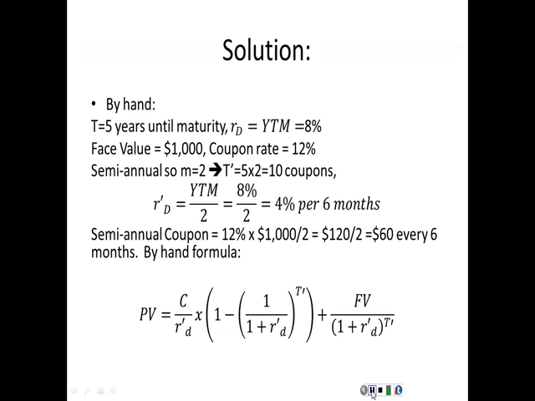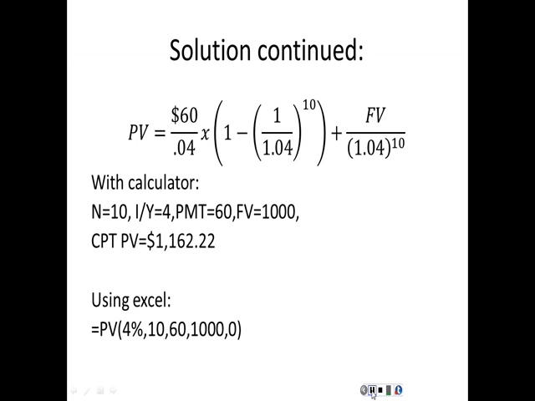The coupon is paid every 6 months, so we take 12% times 1,000, and we just break it into 2 equal payments for the year. So it would be 120 over 2, or $60 every 6 months. Notice our by-hand equation, wherever you saw an R, now there's an R prime. Wherever you saw a T, now there's a T prime. So everything else is the same.